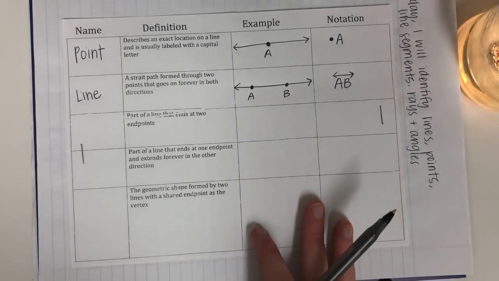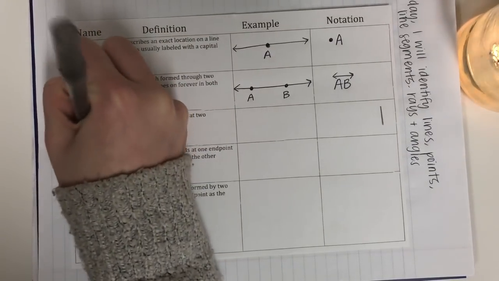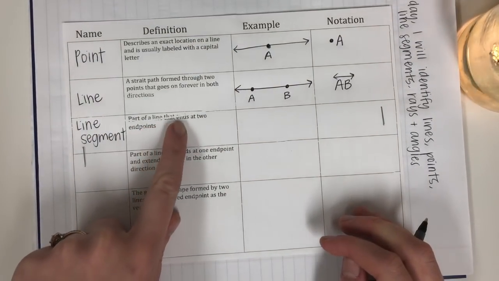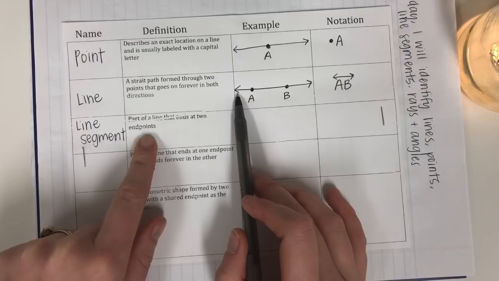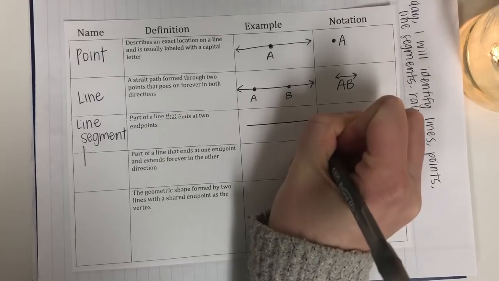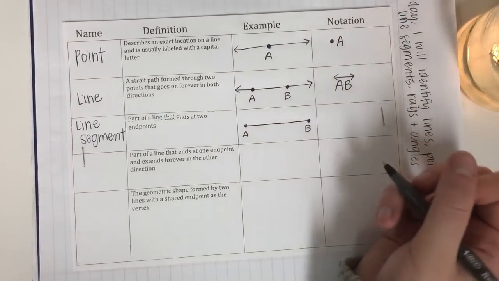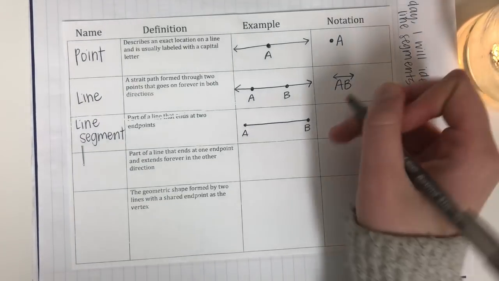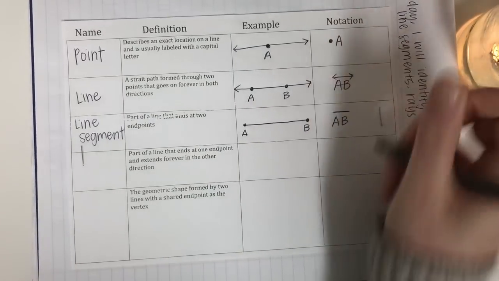All right, our next one is a line segment. A line segment is a part of a line that ends at 2 endpoints. So unlike a line in general, it does not go on forever and it has 2 endpoints. So it would be A and B, and it does not go on forever. It has an A and a B, and there are 2 exact endpoints. For this, I would just draw a line segment above, and then write line segment AB.